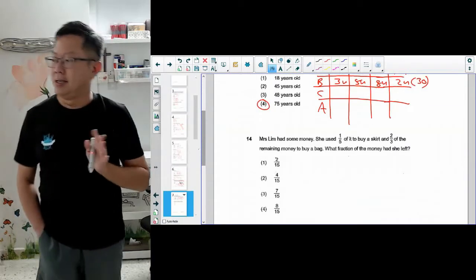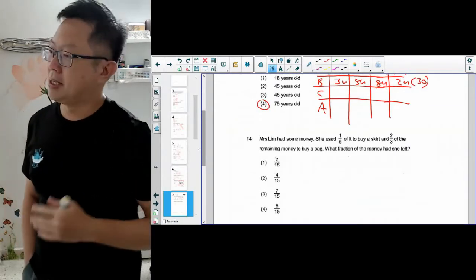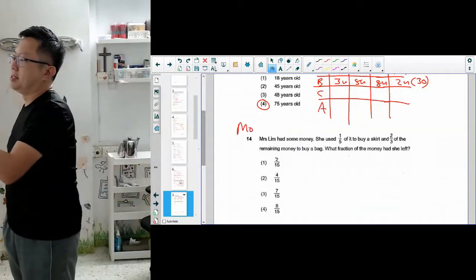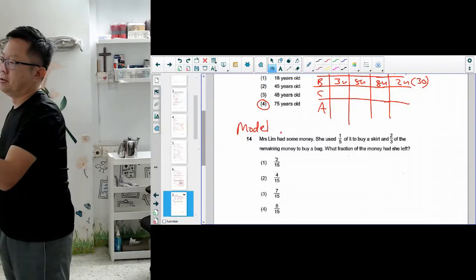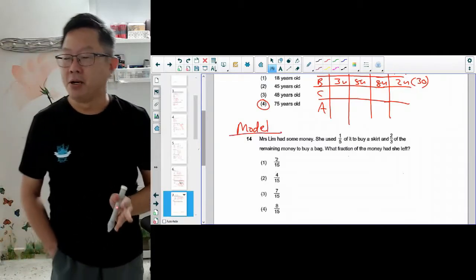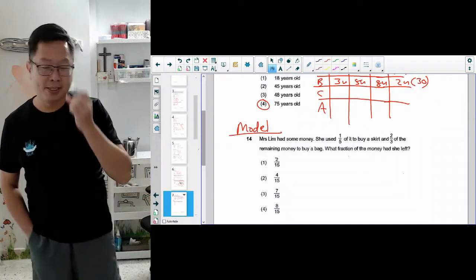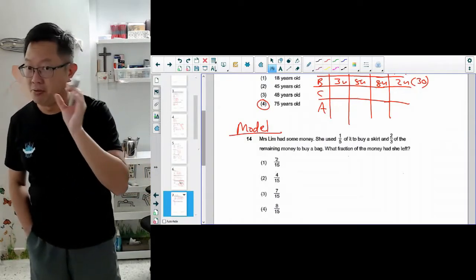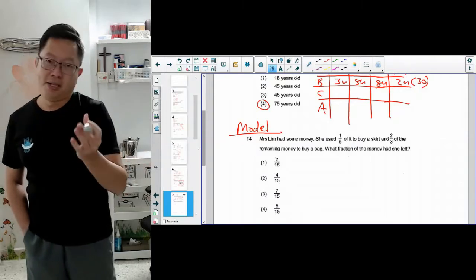Now, there's a remainder problem. There's a fraction problem. There's a remainder problem. So immediately, what's the method? The method is model. Okay, or some students will use branching. But I don't really do branching because branching is not visual, right? It's hard to see visually. When you draw the model, you can actually see more visually. So let's draw the model.